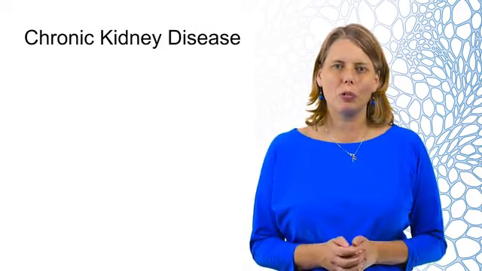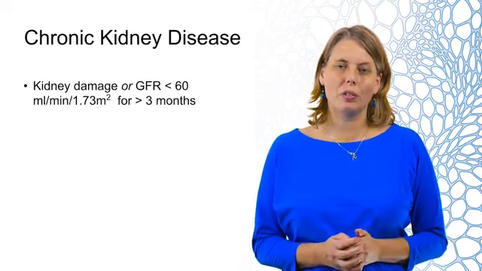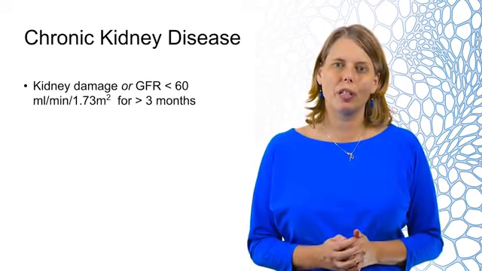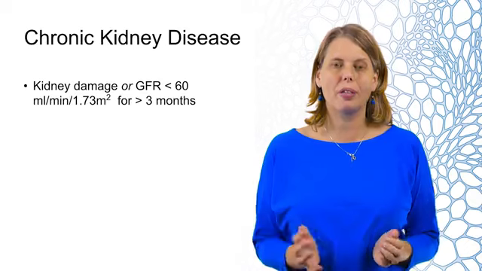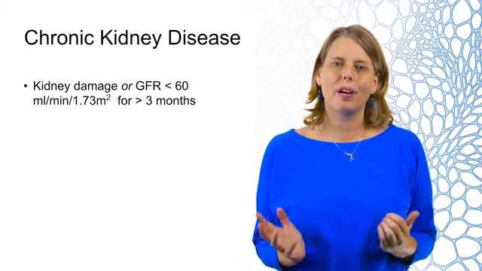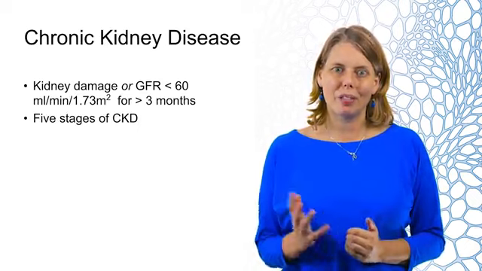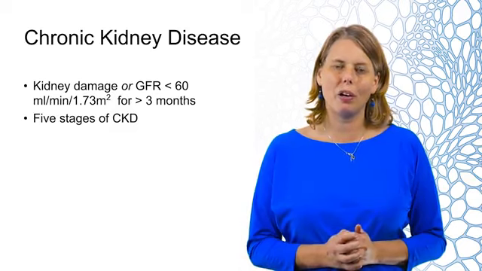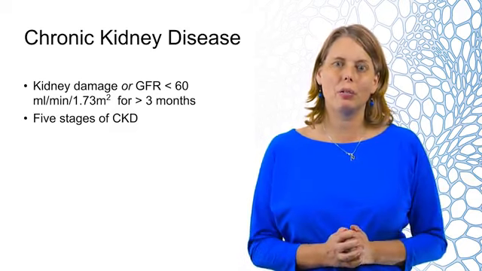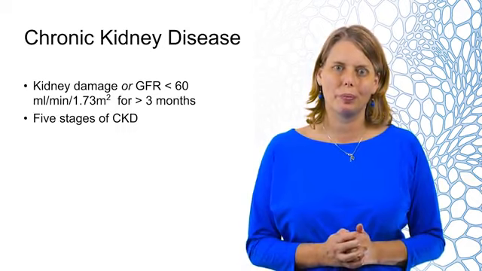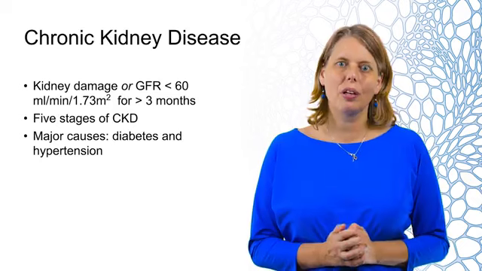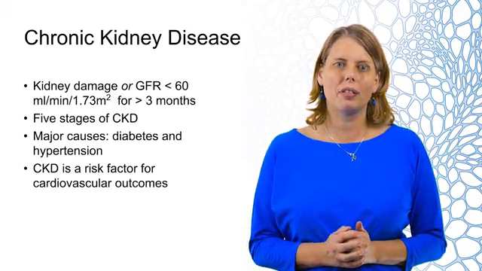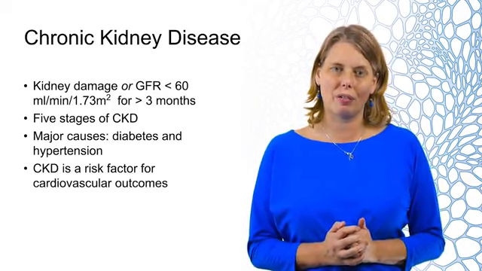Kidney disease can also be chronic. Chronic kidney disease, or CKD, is defined as either kidney damage and/or GFR below 60 for more than 3 months. There are 5 stages of CKD. Patients with stage 5 have end-stage renal disease, an estimated GFR below 15, and are likely to need renal replacement in the short term. Diabetes and hypertension are major causes of CKD worldwide, and CKD is an independent risk factor for cardiovascular disease.